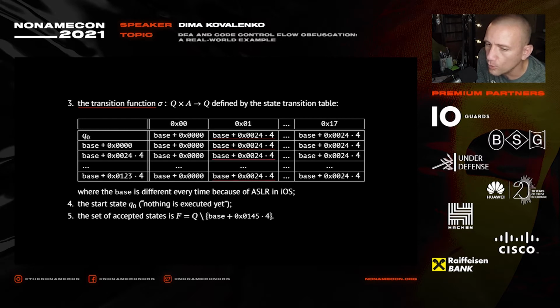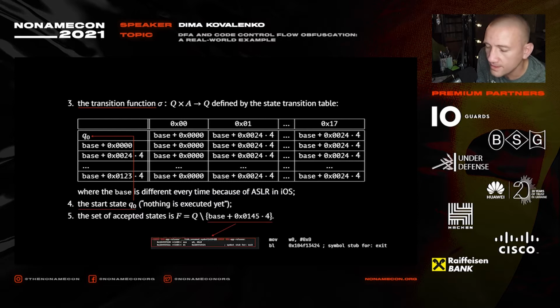The table may look disappointing. You probably already noted that all rows within any single column are the same. From a mathematical point of view, the obfuscation pattern is quite simple. As we already noted before, the Q0 nothing is executed yet state is the start state. Finally, let's define the accepted states. Let any state be accepted, excluding the state the code which calls exit is executing. So we accept all states except the state of the code that actually calls the exit function.